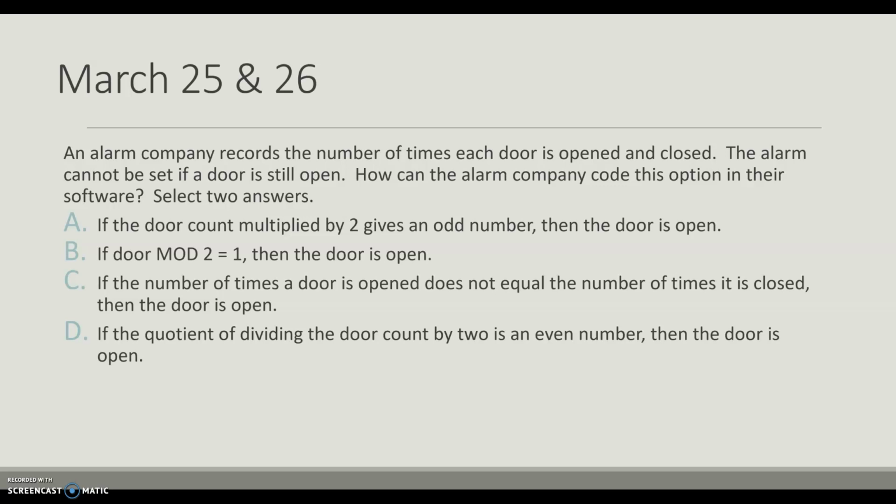Option A, if the door count multiplied by 2 gives an odd number, then the door is open. Option B, if door mod 2 equals 1, then the door is open. C, if the number of times the door is open does not equal the number of times it is closed, then the door is open. D, if the quotient of dividing the door count by 2 is an even number, then the door is open.